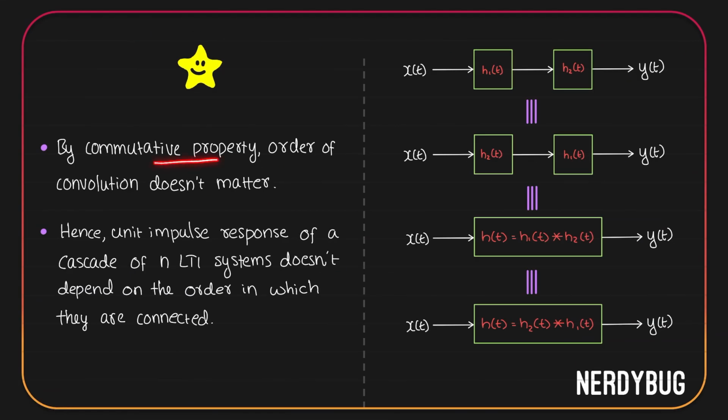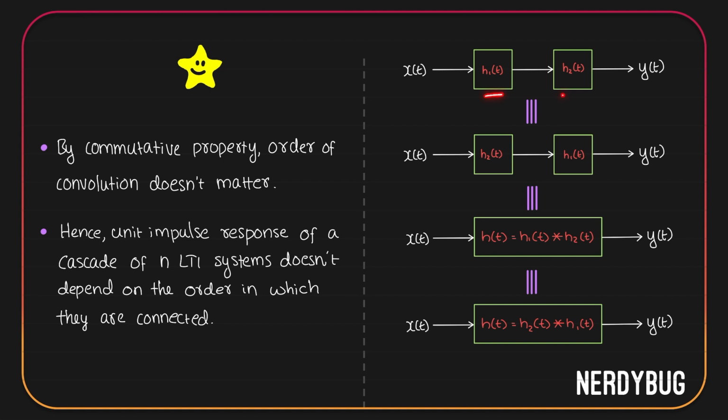We learned that by the commutative property, the order of convolution does not matter. Therefore, the unit impulse response of a cascade of n LTI systems will not depend on the order in which they are connected. Cascade means series interconnection. For example, if you give x of t as an input to a system whose impulse response is h1 of t and its output is given as an input to another system of impulse response h2 of t, which gives you the final output y of t, this is the same as taking the second system first and the first system second. The order doesn't matter.